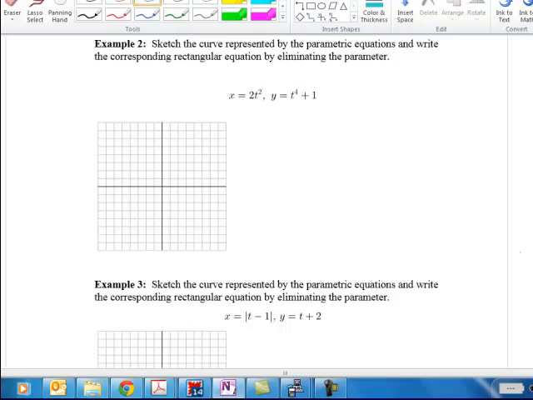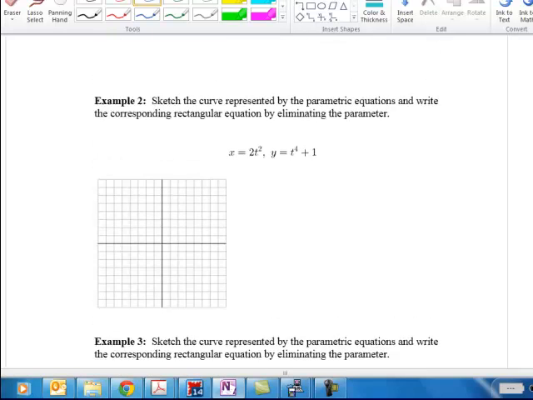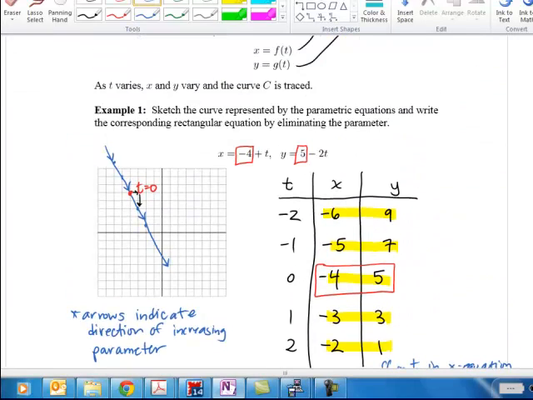Okay. Example 2 is asking us to sketch the curve represented by these parametric equations and write the corresponding rectangular equation by eliminating the parameter. Let's actually zoom back to that last example. We forgot that part. It said write the corresponding rectangular equation by eliminating the parameter. We can see just from the graph that the equation of this should be y equals negative 2x minus 3, just from seeing that the y-intercept would be negative 3.